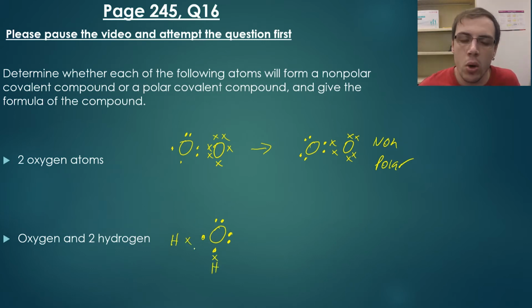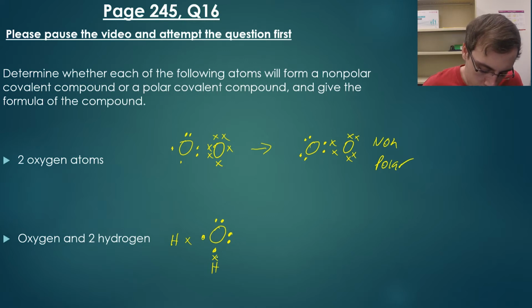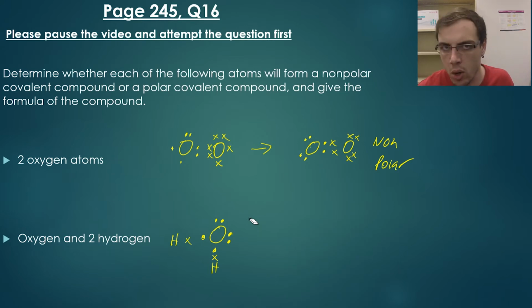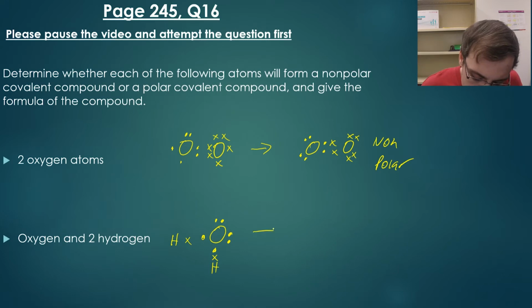Now we need to make sure that all of them are stable and abiding by the octet rule. Looking at oxygen, 1, 2, 3, 4, 5, 6, 7, and 8. Oxygen is stable. Hydrogen, 1, 2, 1, 2. Remembering hydrogen is one of the exceptions to the octet rule, so that makes this hydrogen and this hydrogen happy. Everyone's happy. Happy days. Now we need to ask ourselves, is this polar or non-polar? So I'm just going to slightly rotate this water molecule to make it a little bit easier to see.